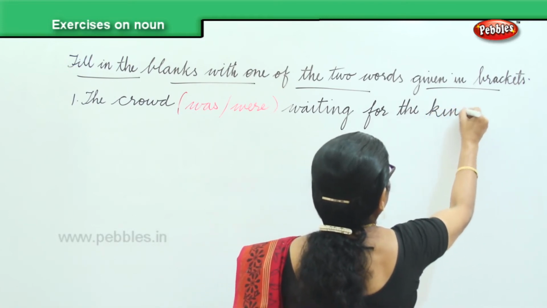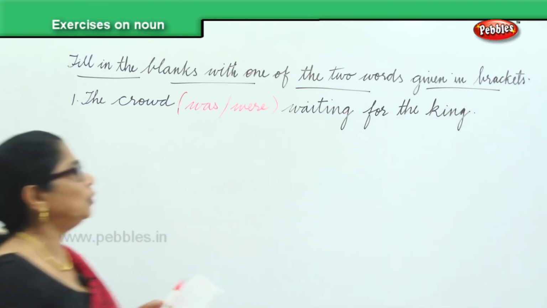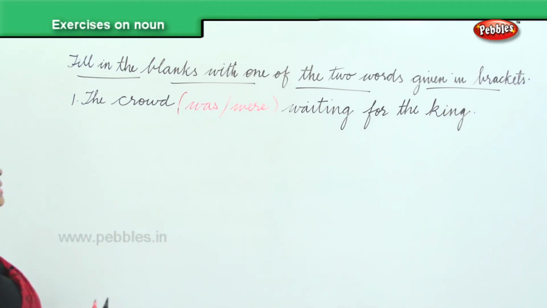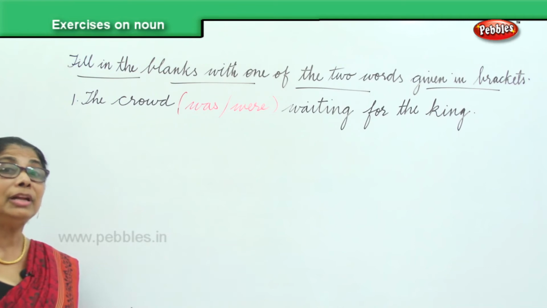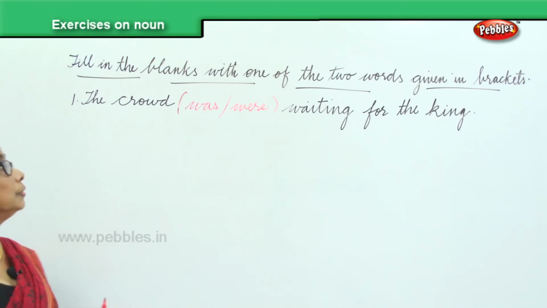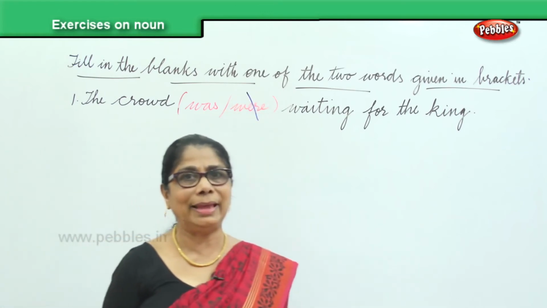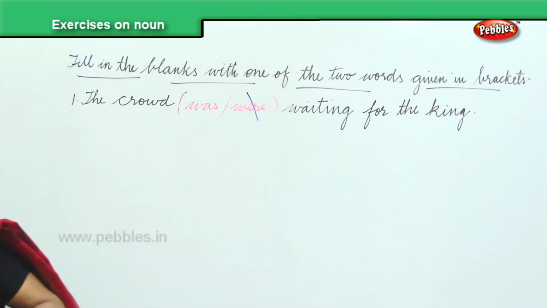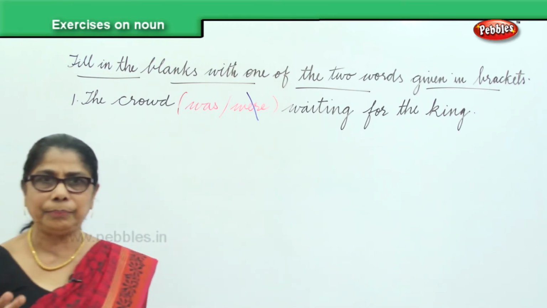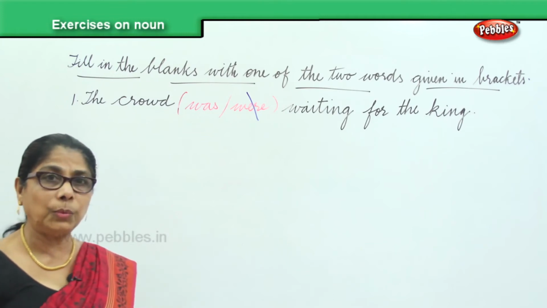Now, here what we are going to do again is, we are going to strike out the word that we do not need. Fill in the blanks with one of the two words given in brackets. Okay, let's do it for the first one. The crowd was waiting for the king. The crowd were. Crowd is already singular as a group, so we need to have a singular verb. So you will say the crowd was waiting, and you do not say were waiting. So that's how we are going to proceed. We are going to strike out the word we do not need.